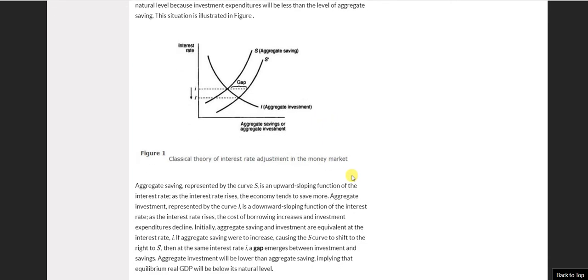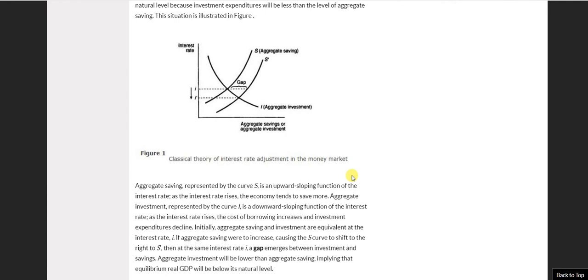Aggregate saving, represented by the curve S, is an upward sloping function of the interest rate. As the interest rate rises, the economy tends to save more. Aggregate investment, represented by the curve I, is a downward sloping function of the interest rate. As the interest rate rises, the cost of borrowing increases and the investment expenditure declines.